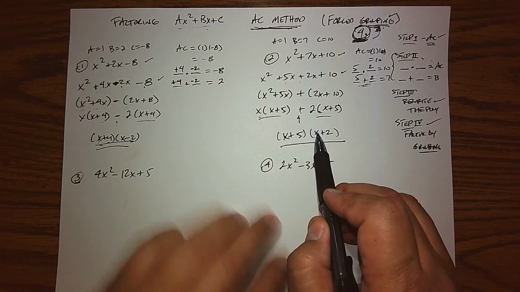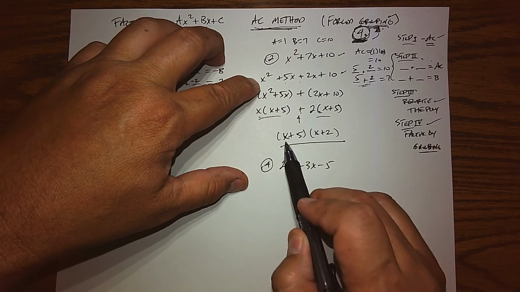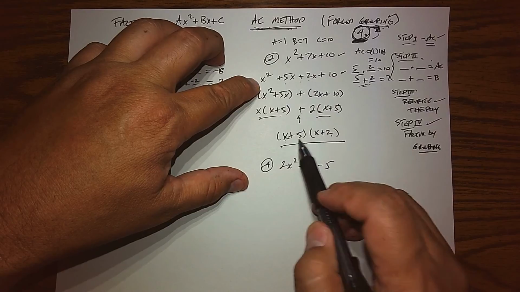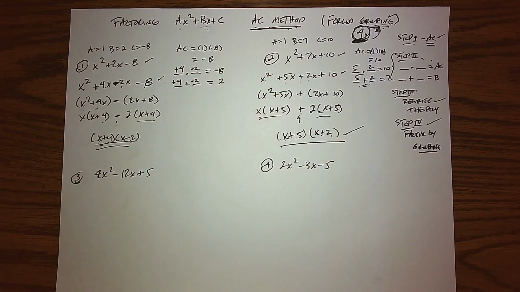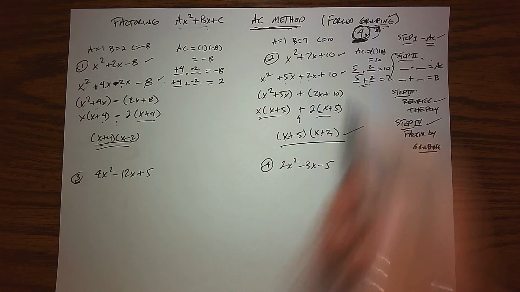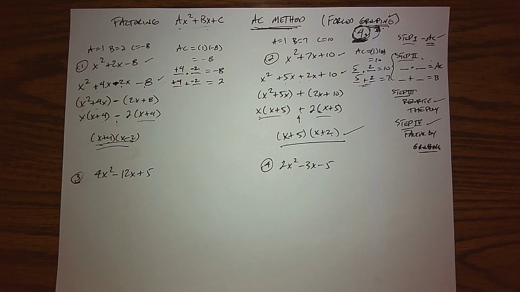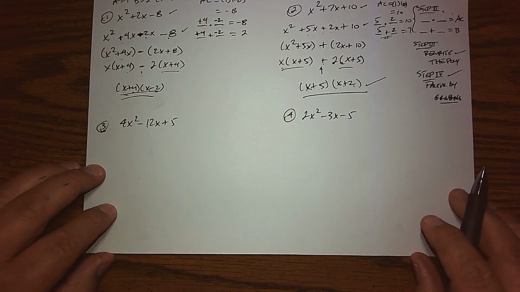Again, you can literally see the reverse FOIL, right? Because first times first, there's the x squared. The outer, there's your 2x. Your inner, there's your 5x. Your last gives you 10. So we're on the right track. That product creates that trinomial we factored. All right, so that's the AC method. Let's do it a couple more times.